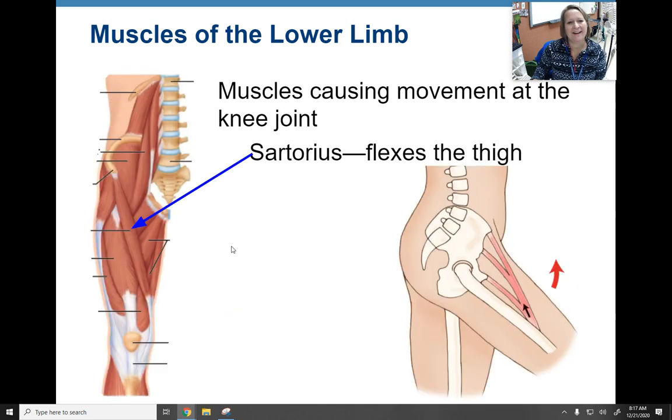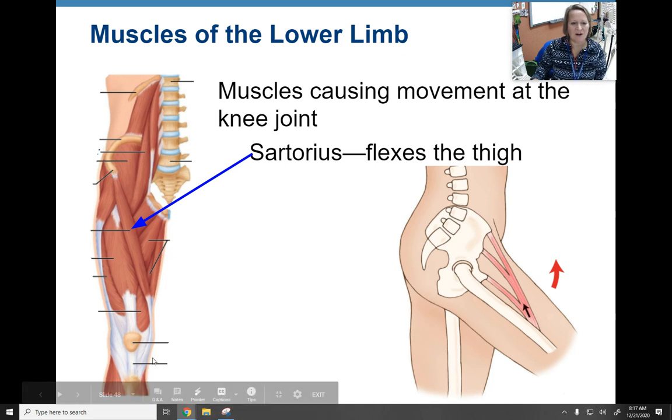The next one that they talk about in the book is the sartorius. The sartorius is going to have its origin up on the iliac crest again, and then it's going to extend all the way down across your knee. And so the sartorius, its responsibility is to flex the thigh.